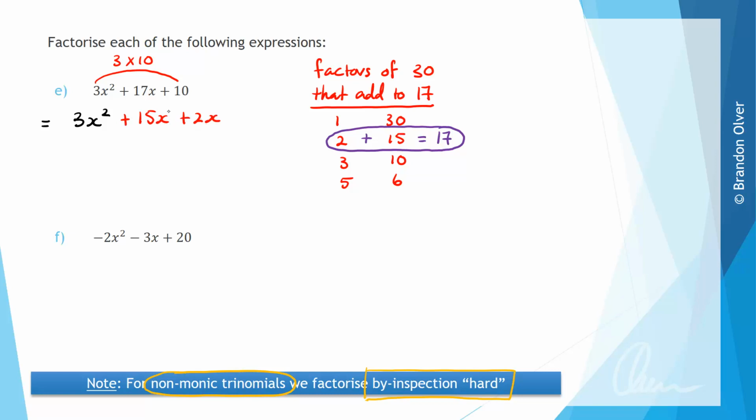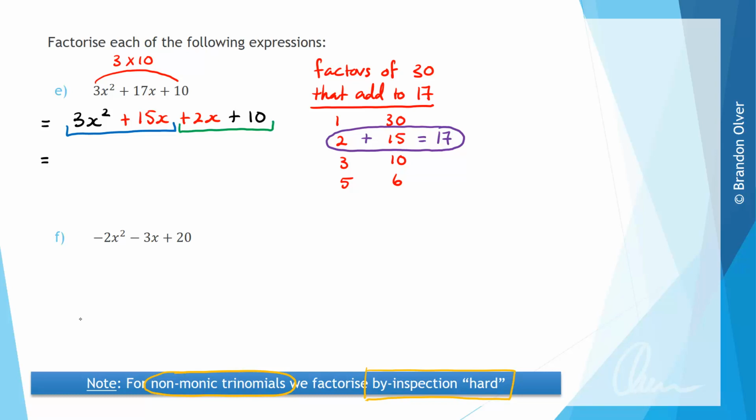So 15x plus 2x is still 17x, we've just split it up, and we'd still have plus 10. And this now gives us 4 terms which we know we can factorize by grouping 2 and 2. So I'm going to group these first two terms together, and you might now see why I put 15x next to the 3x squared, because they have a common factor of 3x. And we're also going to group the last two terms together.